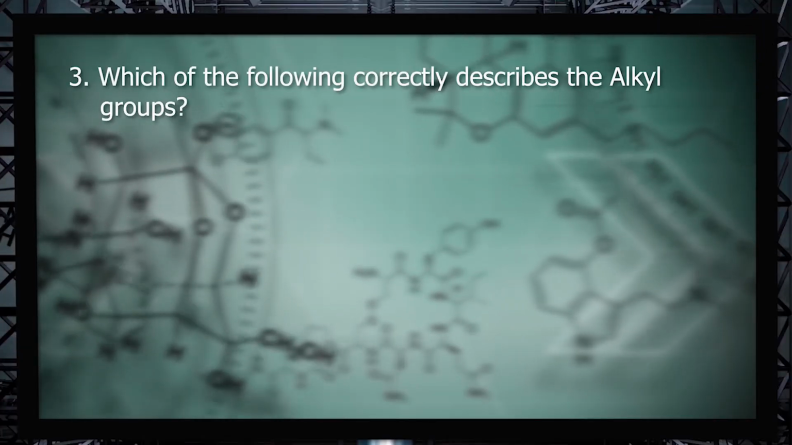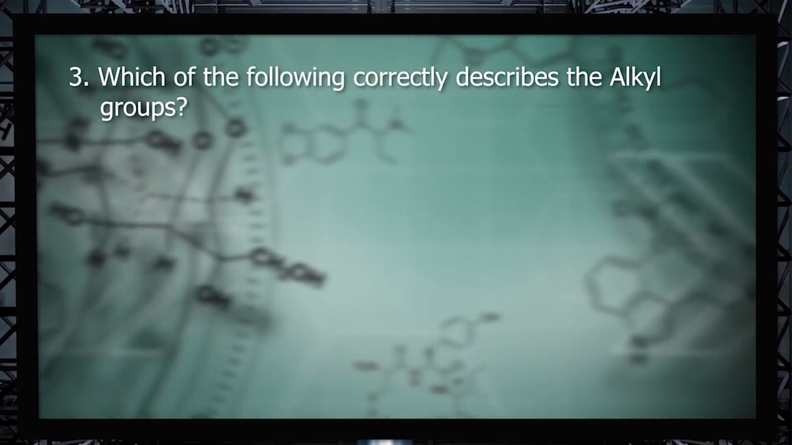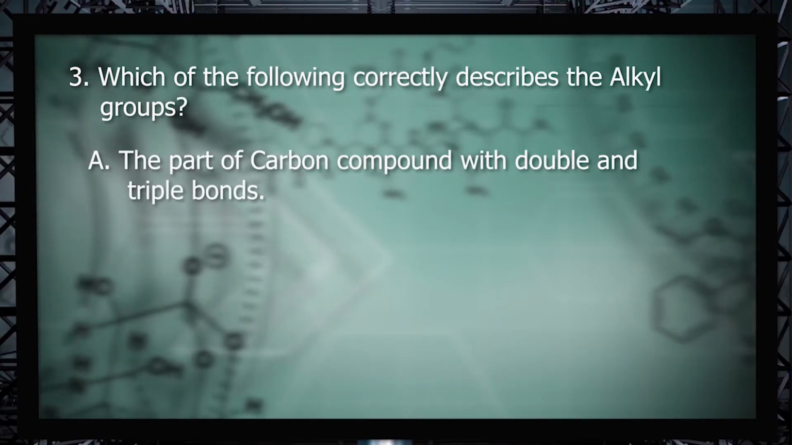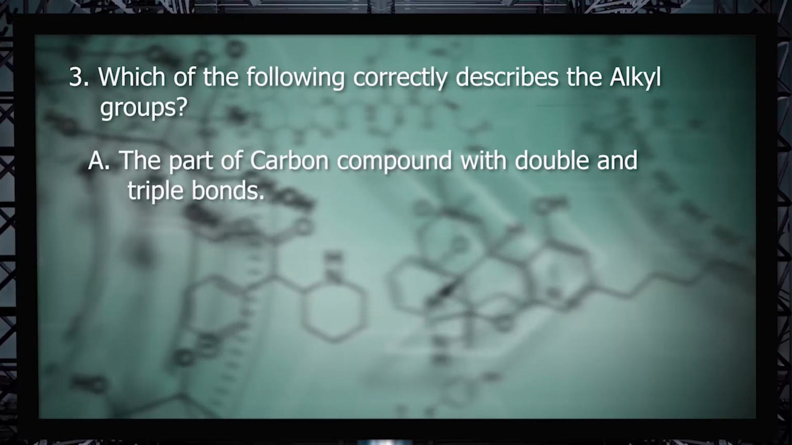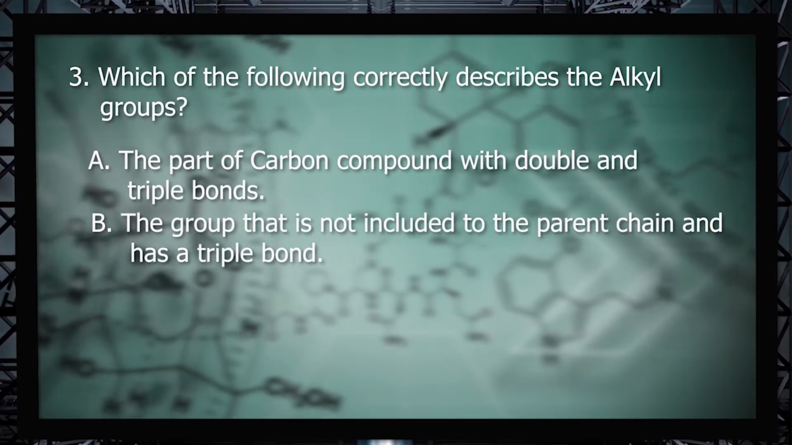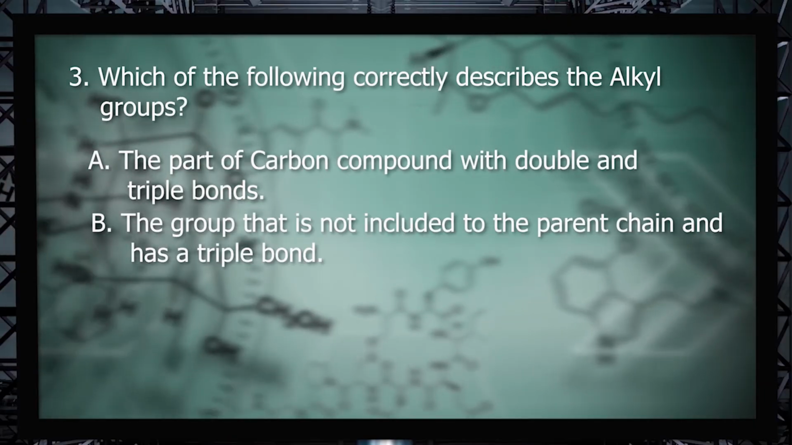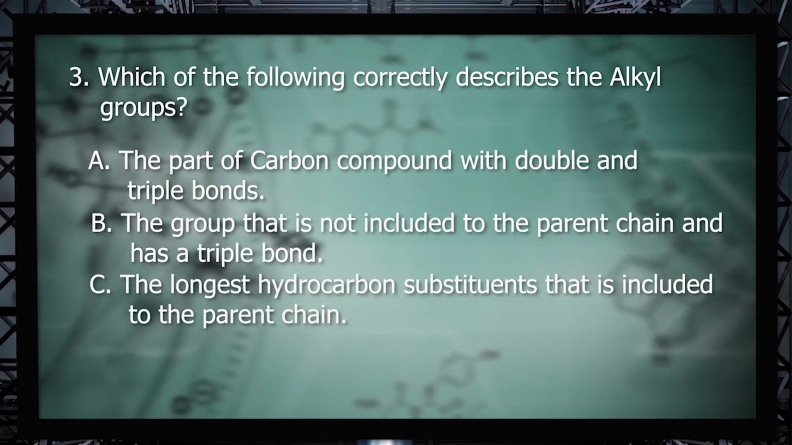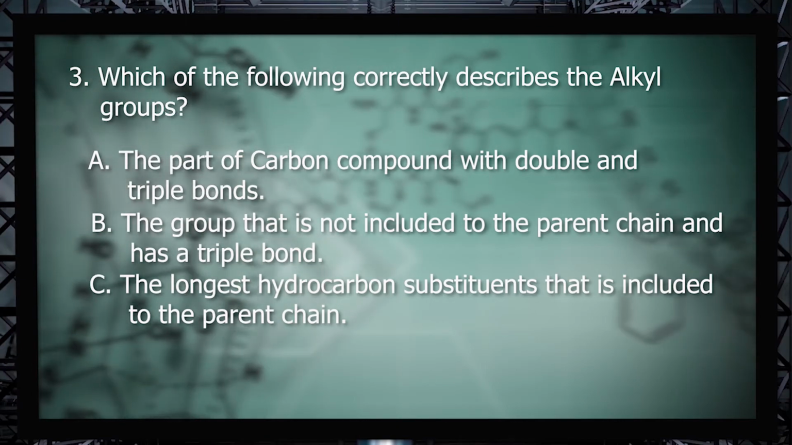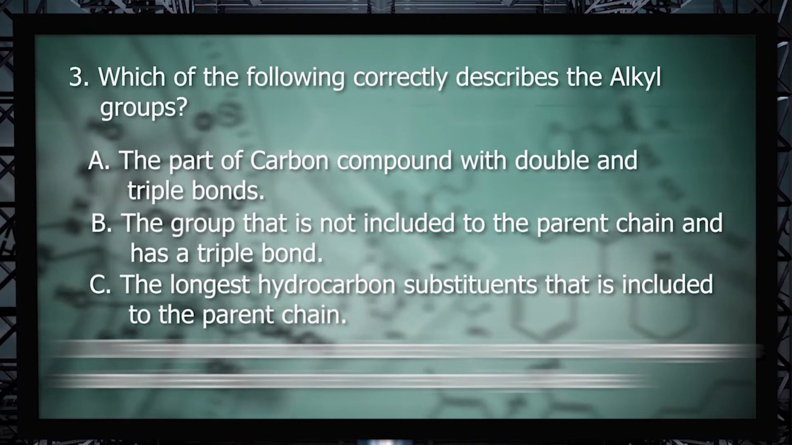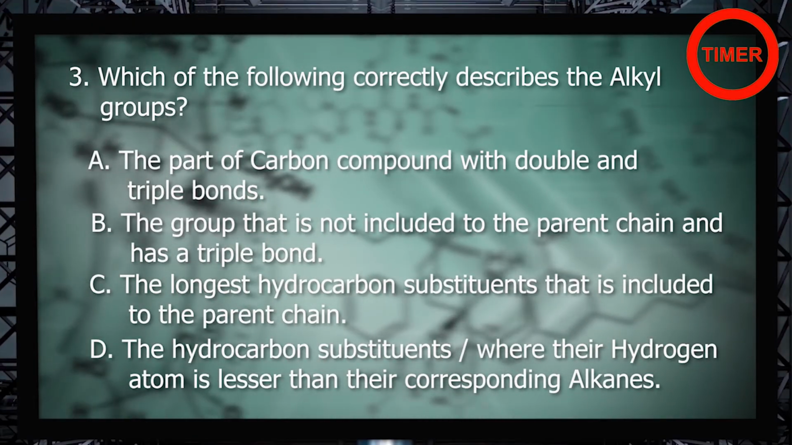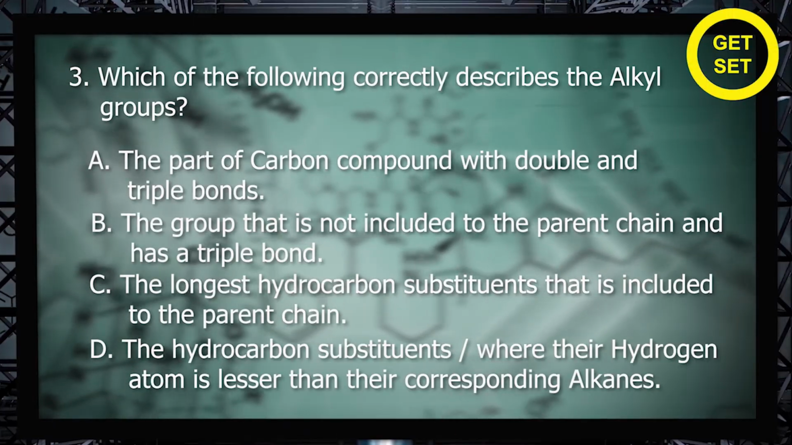Number 3. Which of the following correctly describes the alkyl group? A. The part of carbon compound with double and triple bonds. B. The group that is not included in the parent chain and has a triple bond. C. The longest hydrocarbon substituent that is included in the parent chain. And D. The hydrocarbon substituents where their hydrogen atoms are fewer than their corresponding alkanes.